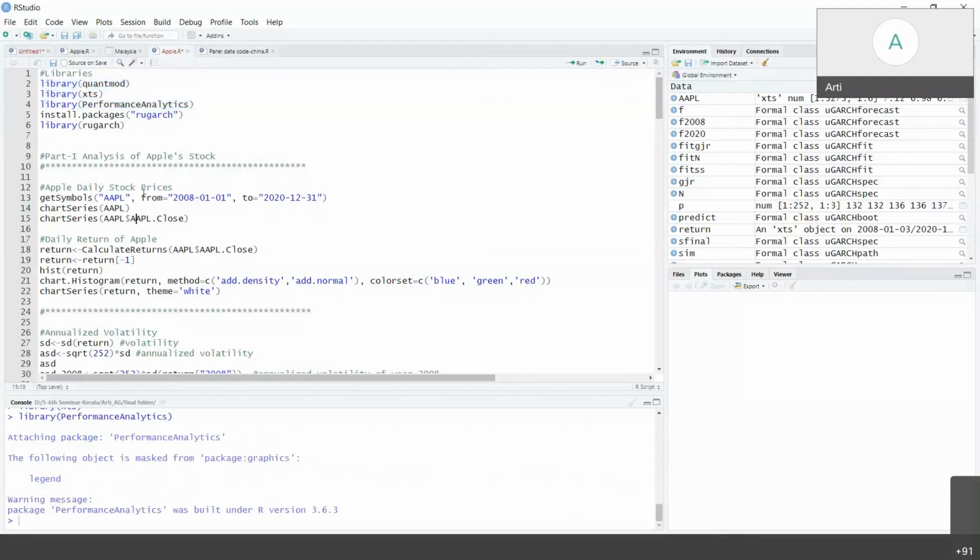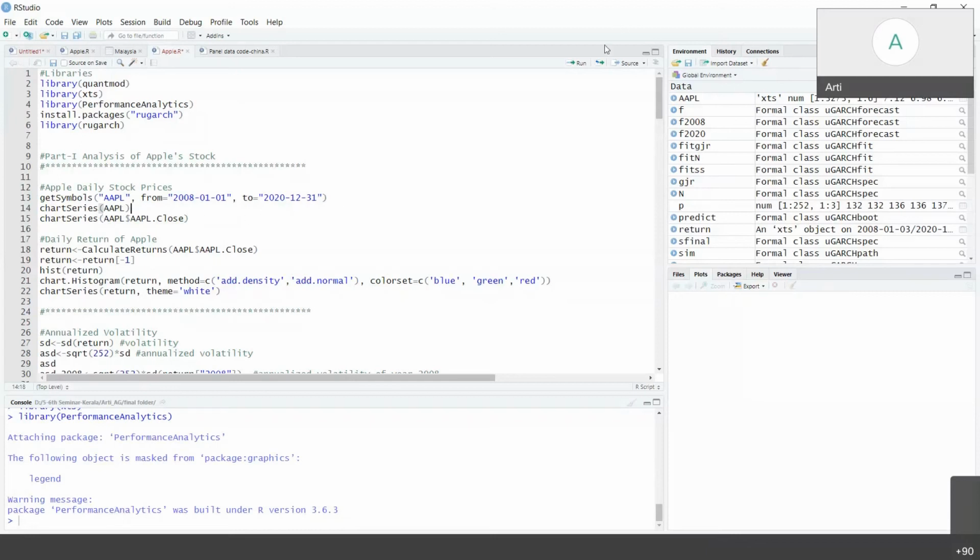Now, in this application, I've taken the Apple stock, Apple daily stock prices, from 2008 to 2020. This is the function for getting online data for the Apple stock: getSymbols, and then you type it like that. I will share the code with you, don't worry about it. Just free your mind and listen to me right now.